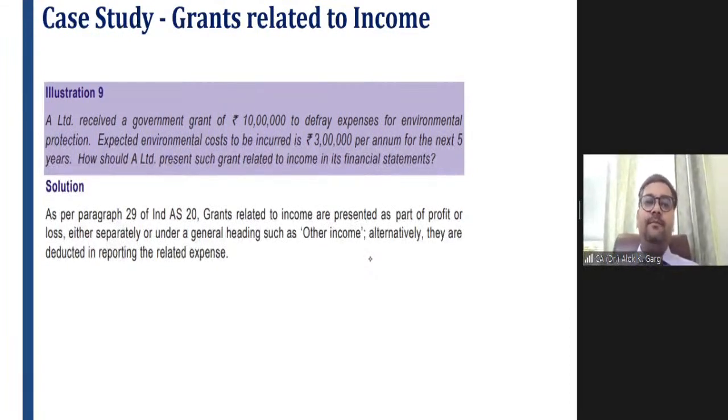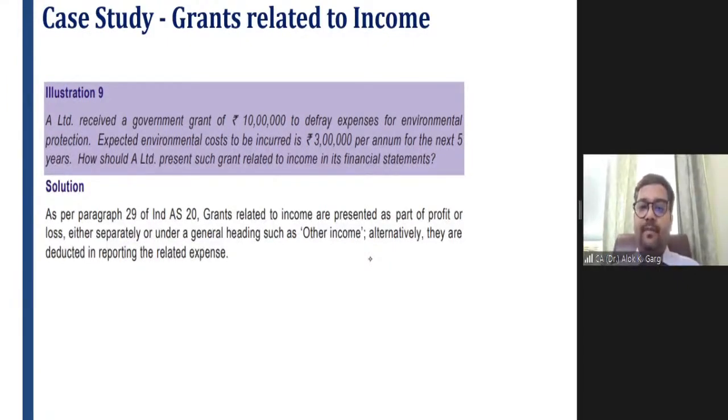A Limited received a government grant of rupees 10 lakh to defray expenses for environmental protection. So A Limited is incurring some expenses to protect the environment, and that is why the government has given a grant of rupees 10 lakh to the company. Expected environmental cost to be incurred is 3 lakh per annum for the next 5 years, means 15 lakhs. And the government is giving 10 lakh. How should A Limited present such grant related to income in the financial statement?